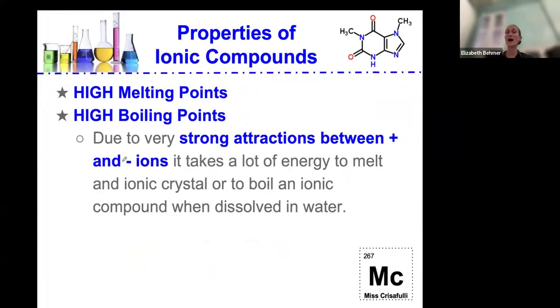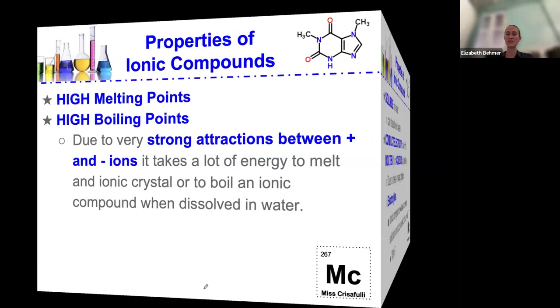More properties, we have very high melting points and very high boiling points, meaning that you need a very high temperature to melt these ionic compounds and a very high temperature to boil them. And this is due again to the very strong attractions between the positive and negative ions. It takes a lot of energy to melt an ionic crystal or to boil an ionic compound.